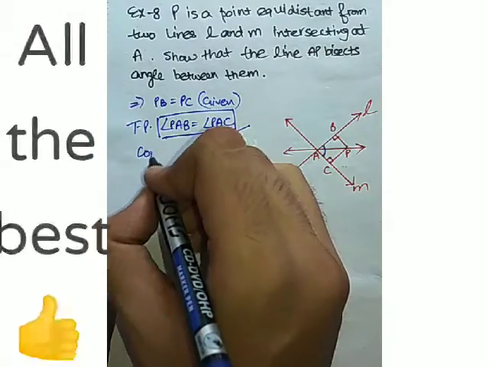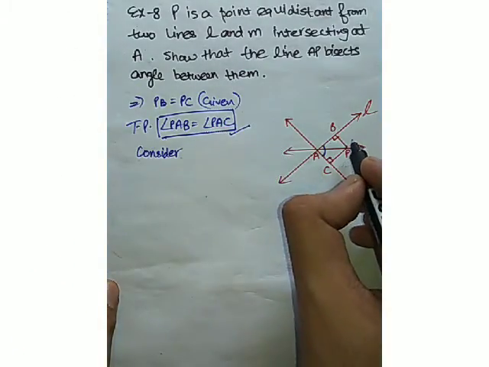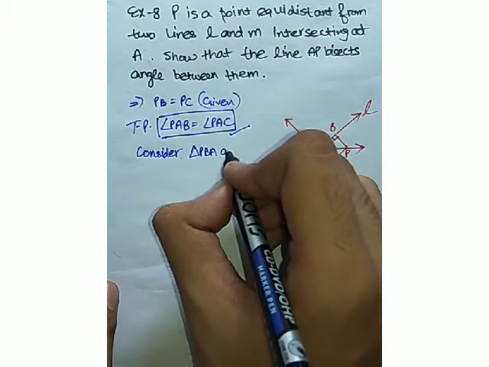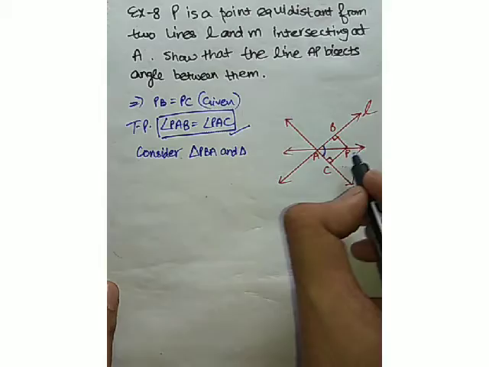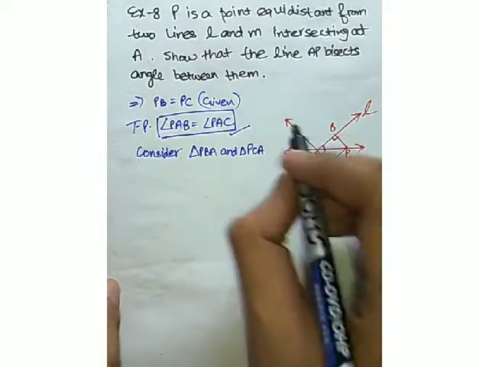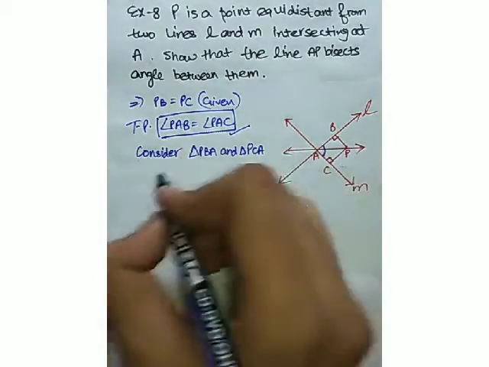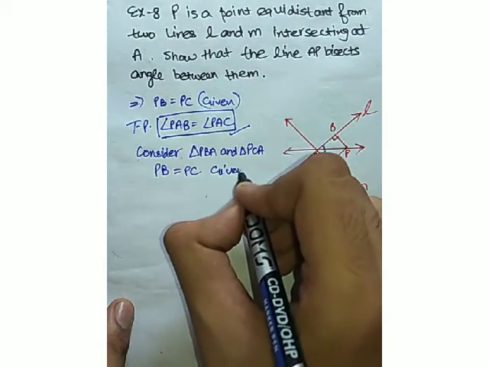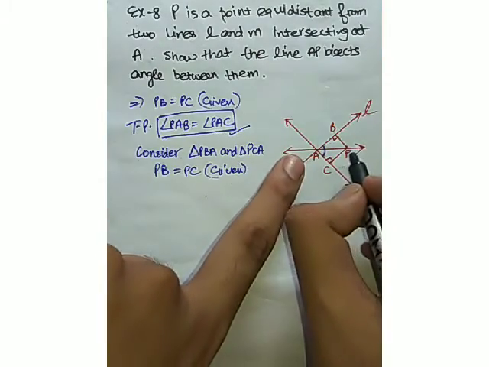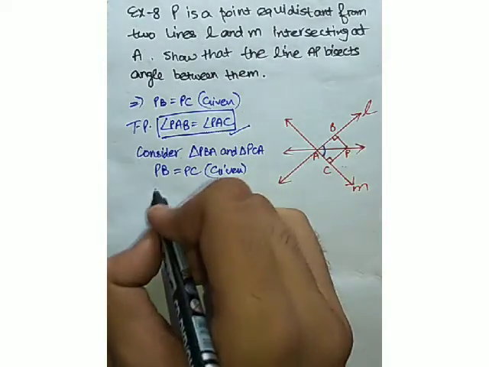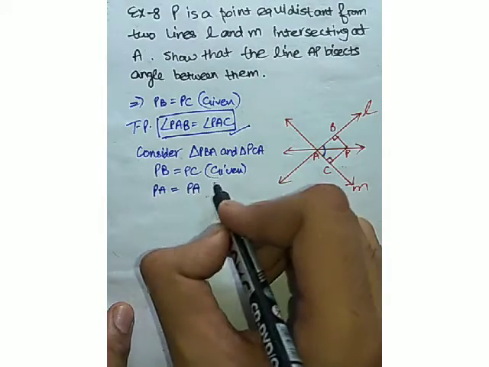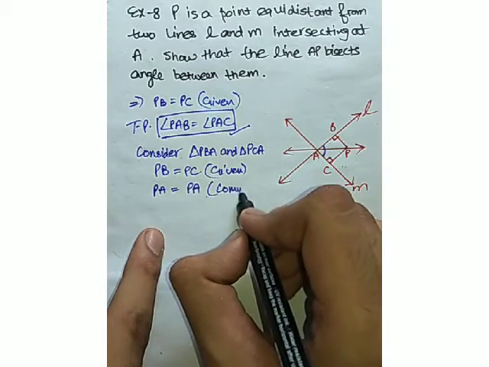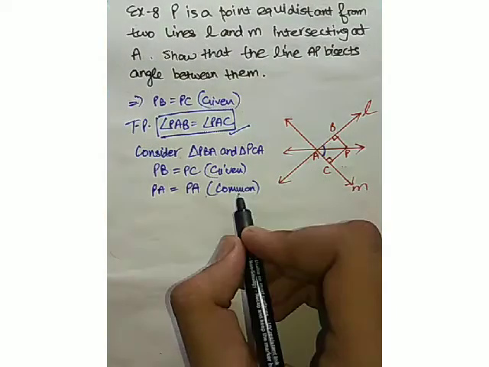So firstly consider two triangles. Which are those? Triangle PBA and triangle PCA. Now PB is equal to PC, that is already given. After that, can you write that PA is equal to PA again? These are the easiest steps. PA is equal to PA. Why so? Because it's common.